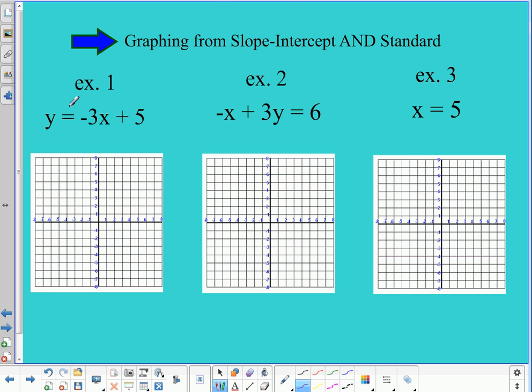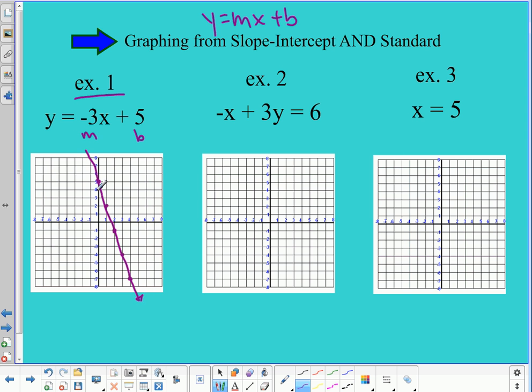Now when I'm graphing equations, I need to make sure that they are in y equals mx plus b form. So that's the first thing that I'm going to do, make sure they're in that form. Number 1 is in y equals mx plus b. Here's my b, there's my slope. So I start with the y-intercept. The y-intercept is positive 5, and then the slope is negative 3. I'm going to go down 1, 2, 3, and over 1. And I do that a couple times so that I have a few points to make a nice straight line. So my line should look something like this.